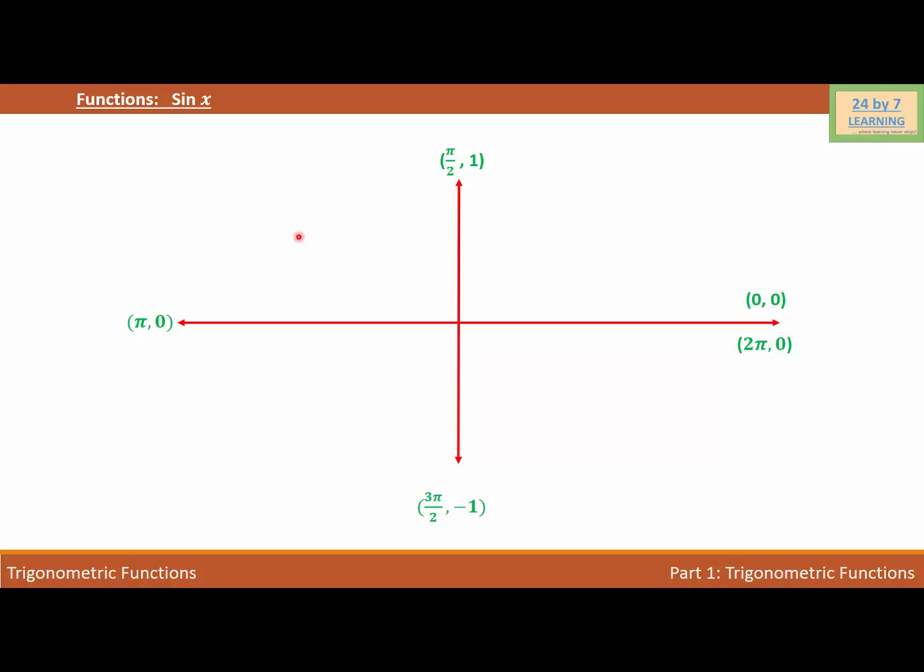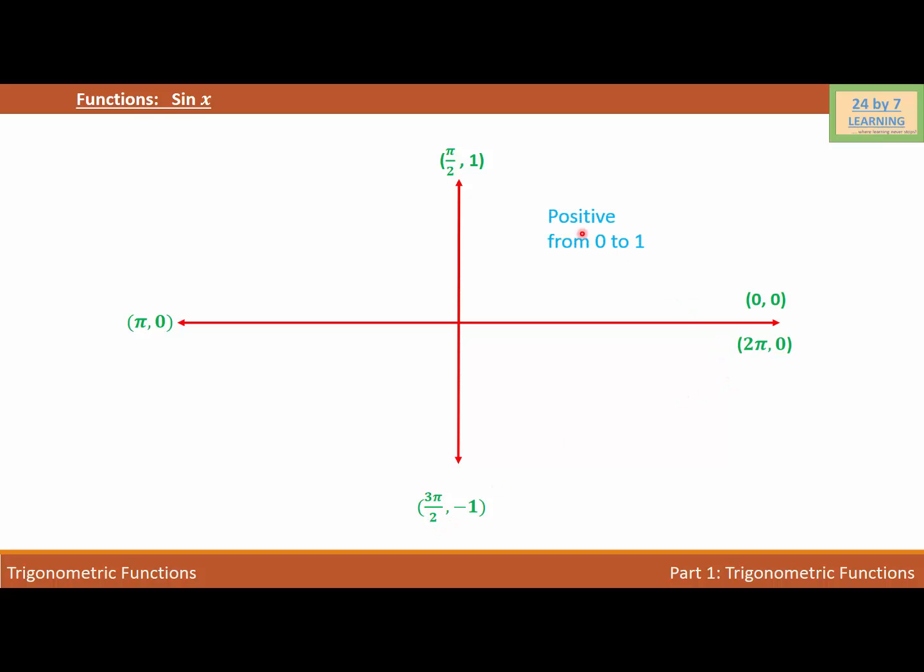Now let's talk about some more properties of sine function. So as you can see, these are my 4 quadrants: first quadrant, second, third, and fourth. The first quadrant starts from here to here, which is basically 0 to pi over 2. Second quadrant starts from pi over 2 to pi. Third quadrant starts from pi to 3 pi over 2. And the fourth quadrant starts from 3 pi over 2 to 2 pi.